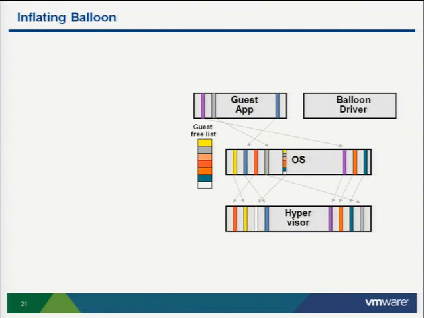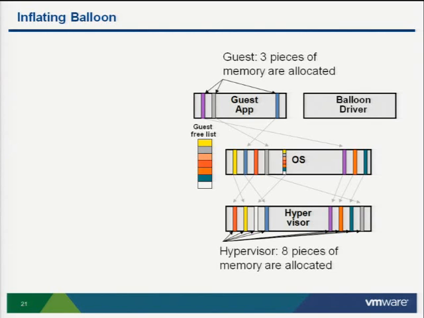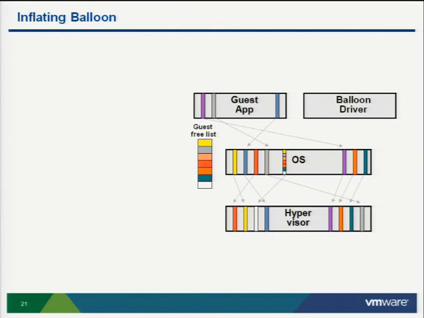So that's the background. Now I want to walk through an example of inflating the balloon. And as you know, there's two steps to this. There's inflating, that's taking up memory, and then there's deflating, and that's allowing the guest to use more of that memory. I'm not going to go over the deflating step, but this is the first half of it. So, inflating the balloon. Let's take a look at the situation now. We have a hypervisor, and we see that it has 8 pieces of memory that are currently allocated. Now, we look inside the VM, and we see that 3 pieces of memory are currently allocated. And we currently have 6 pieces of memory on the free list.